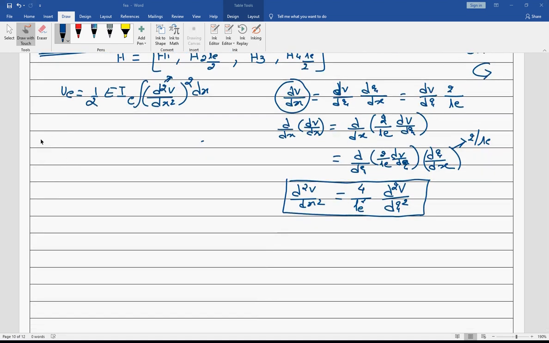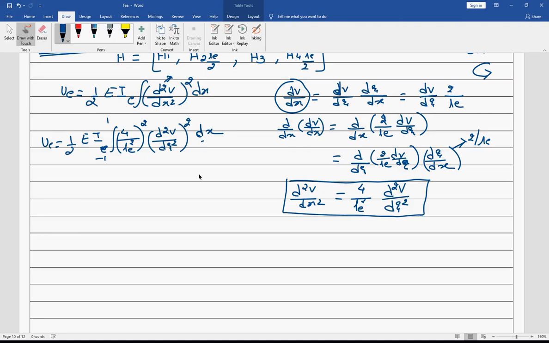So I replace: the whole internal energy is equal to 1 by 2 EI, integration over the limits, and now since I am replacing with xi, it is going to be -1 to 1, 4 by Le square whole square, and then d2v by d xi square whole square dx.